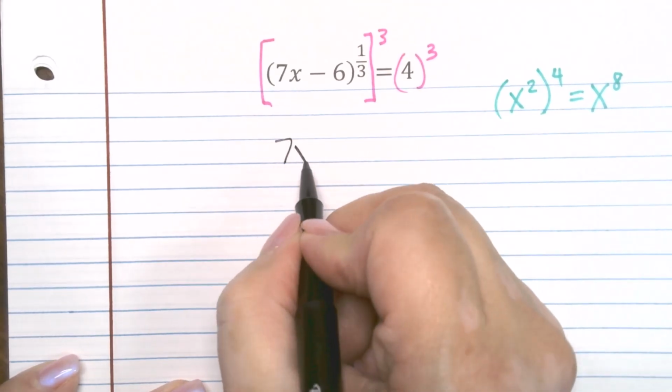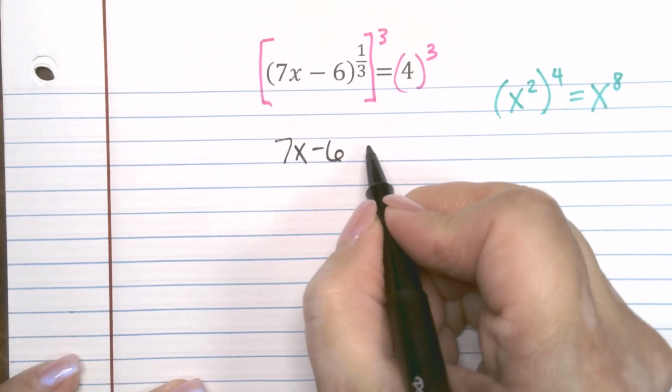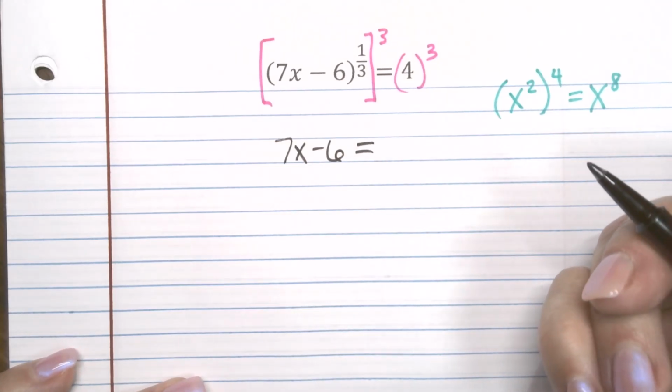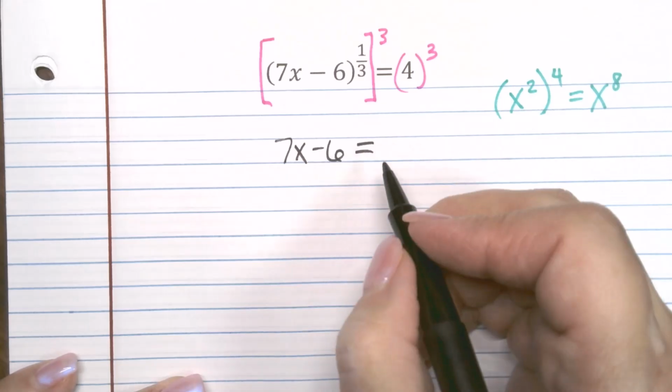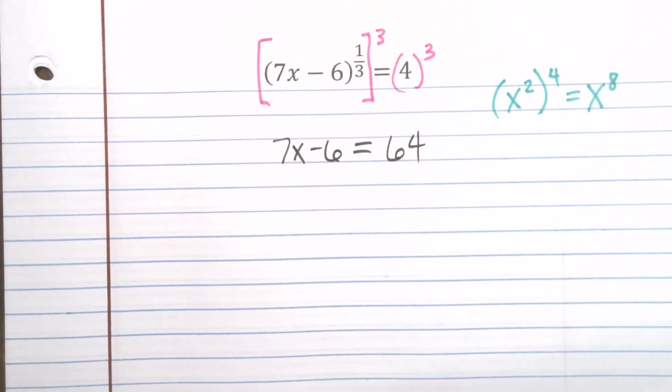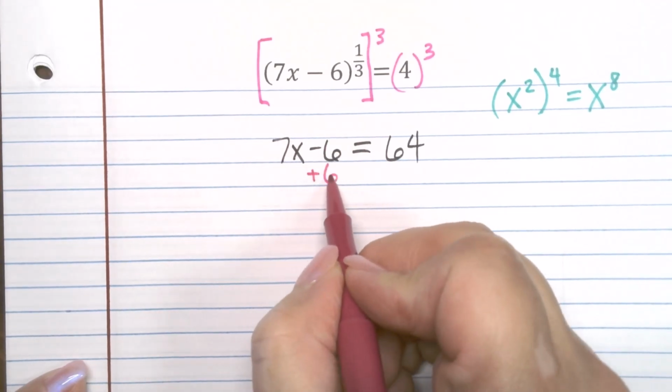So we end up with 7x minus 6 equals 4 to the 3rd power, which is 4 times 4, 16, times another 4. That's 64. Now all of a sudden this problem, which is kind of complicated looking, becomes something pretty simple.